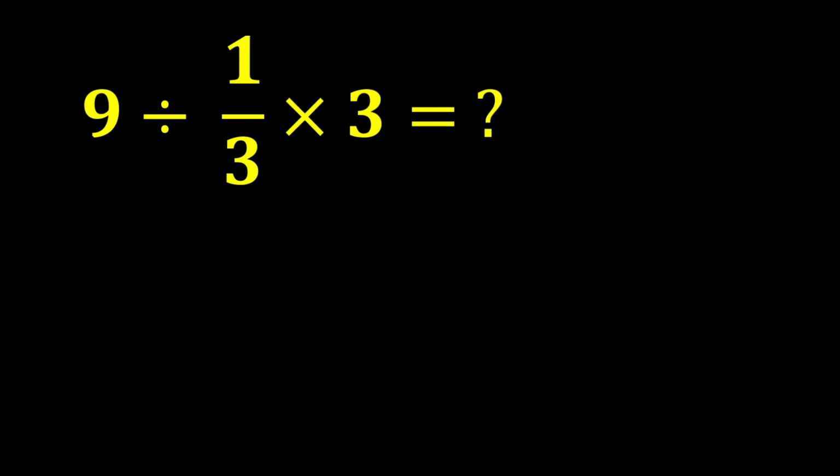9 divided by 1 over 3 multiplied by 3. In this expression, there is both division and multiplication. According to PEMDAS, multiplication and division have equal priority, so we move from left to right and perform whichever operation we encounter first. In this expression, if we move from left to right, we reach division first, so we perform the division first and then the multiplication.